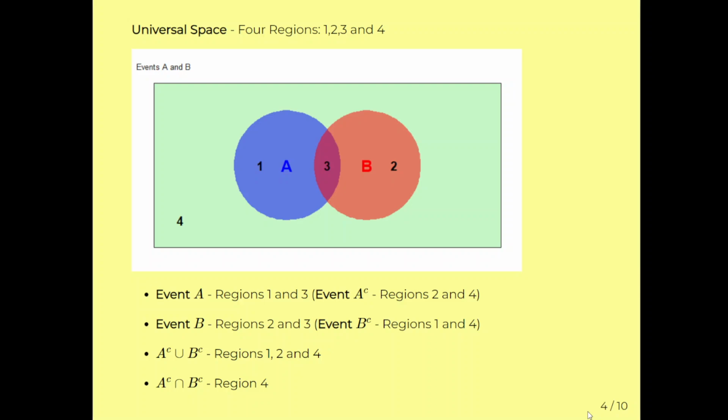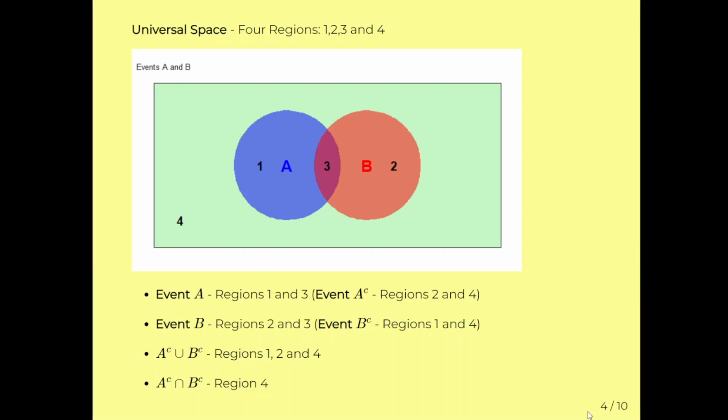So we have an event A, which is the regions 1 and 3. 3 being the intersection of A and B, but it's part of A, and the complement of that is 2 and 4. The part of B that's not part of A is region 2. And the region that's outside both A and B is region 4. Likewise, we have event B, the regions 2 and 3, and the complement of that is regions 1 and 4.